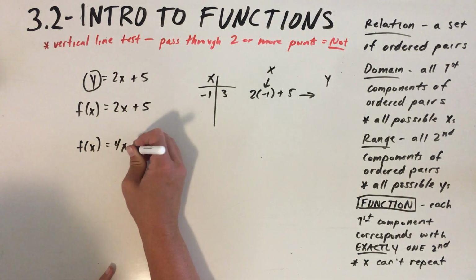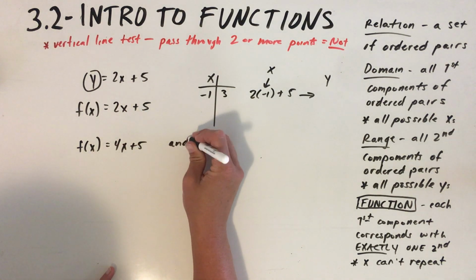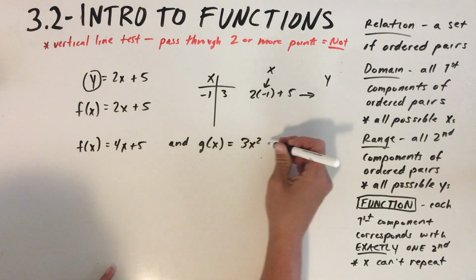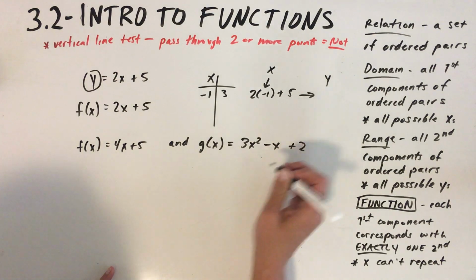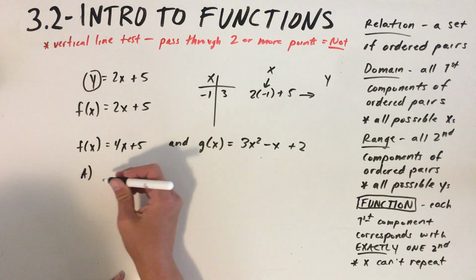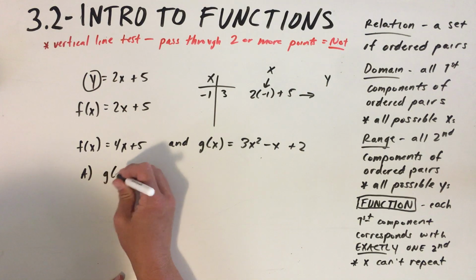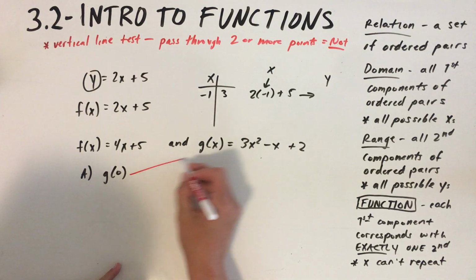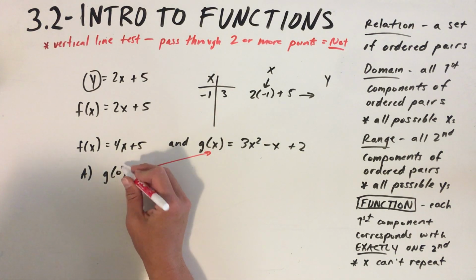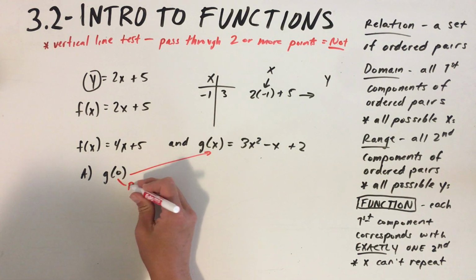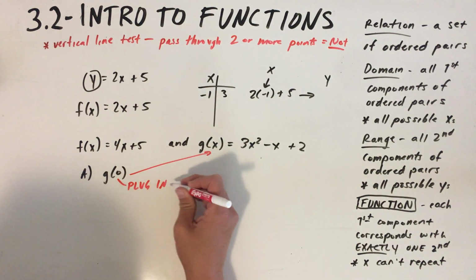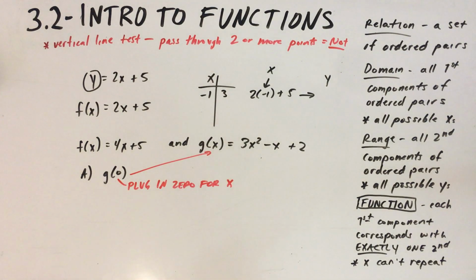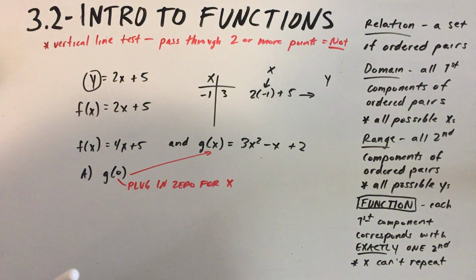All right, so still looking at this, if we were given the function f of x equal to 4x plus 5, and the function g of x is 3x squared minus x plus 2, and we want to find g of 0. Well, first I'm going to find the function that's represented by g. And what this means is everywhere I see x, plug in 0. So this means plug in 0 for x. That's what this means, the way this is written.